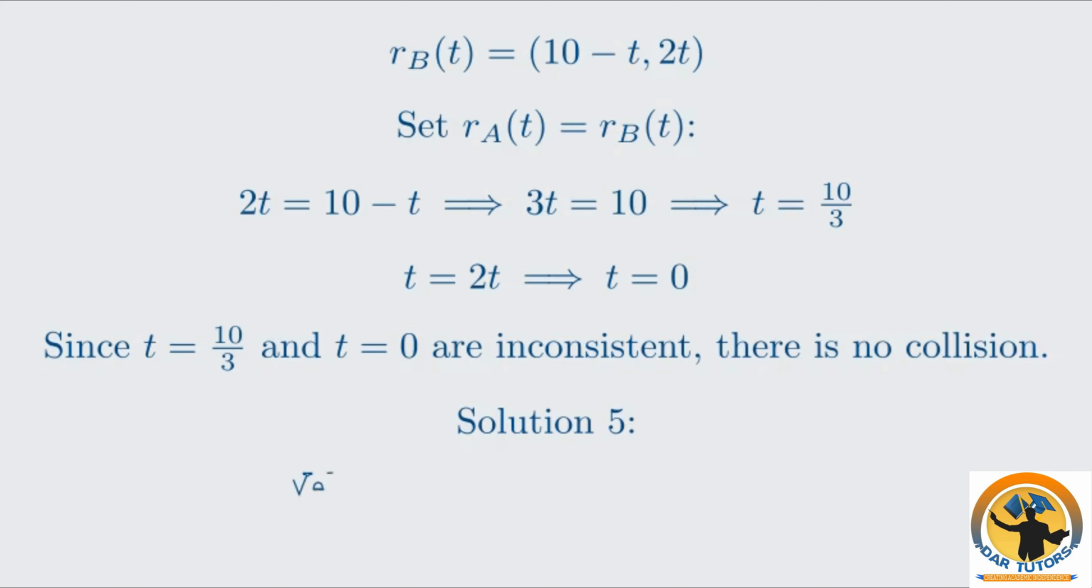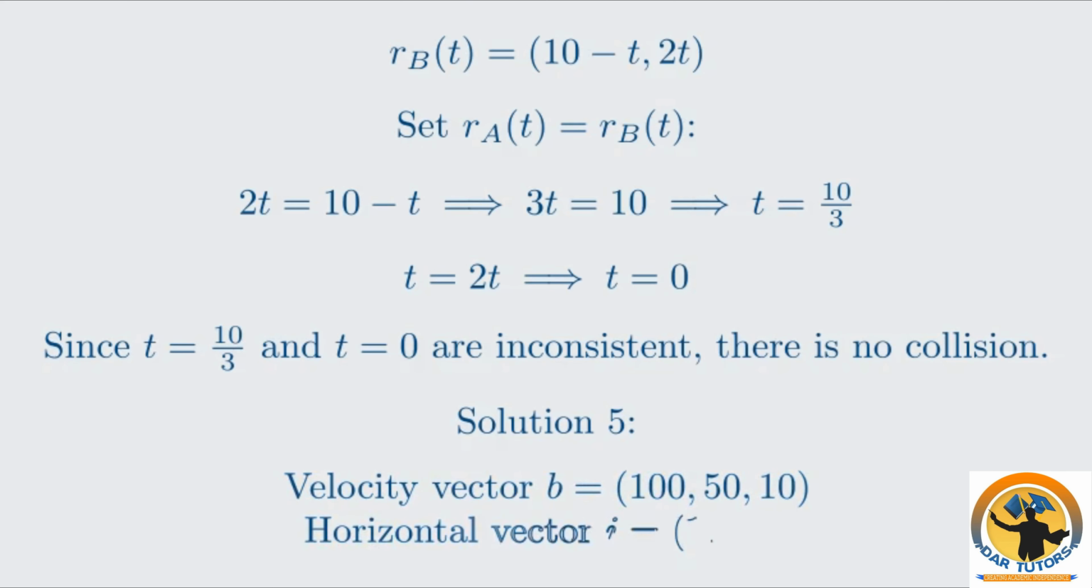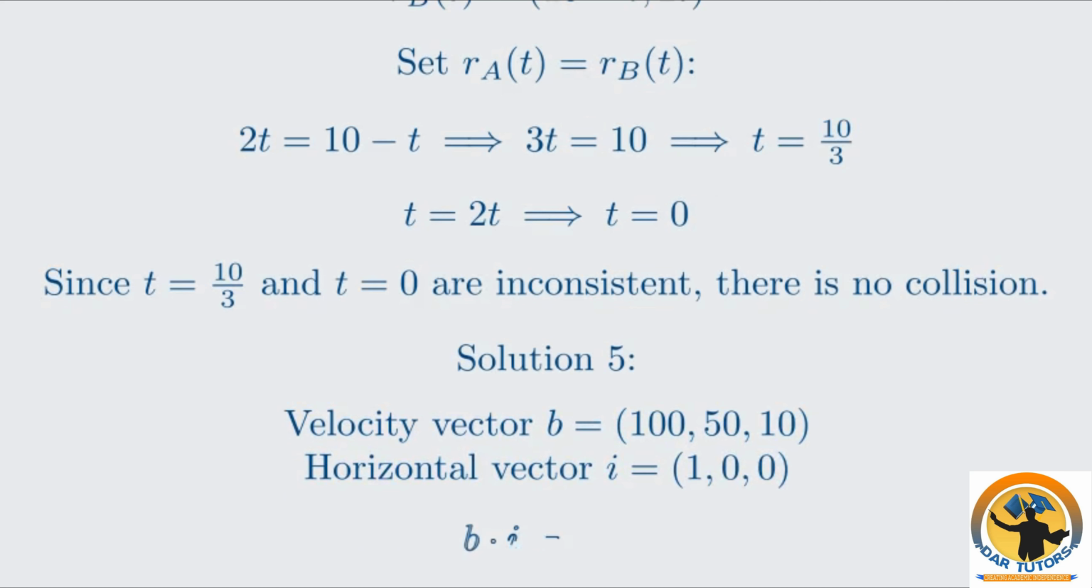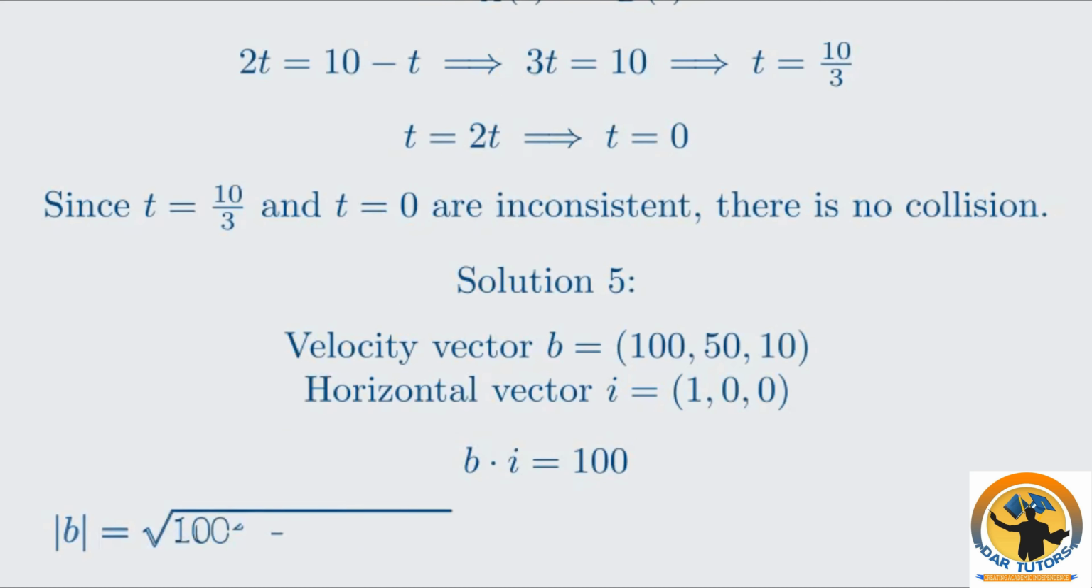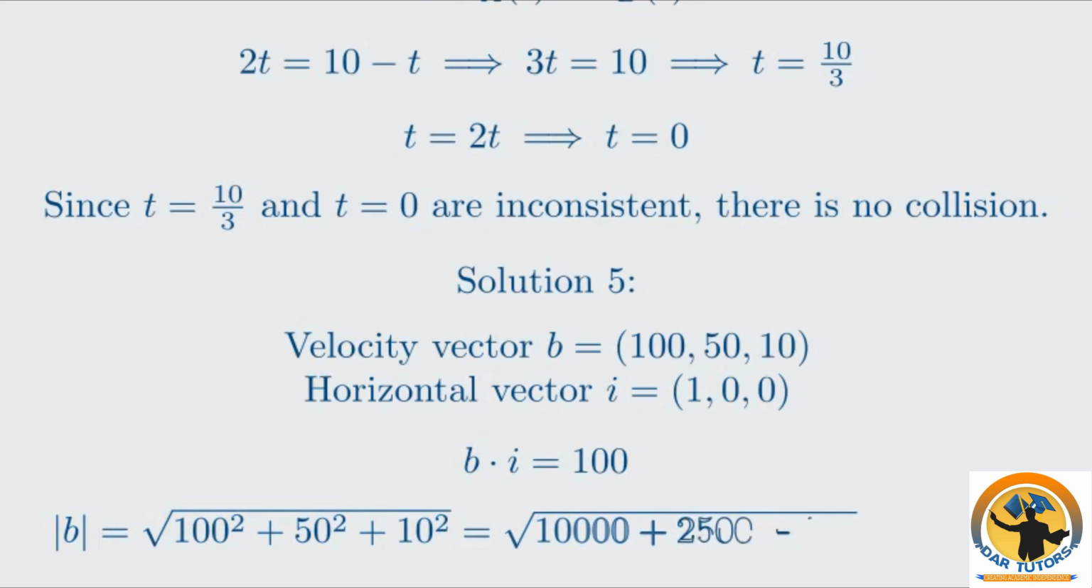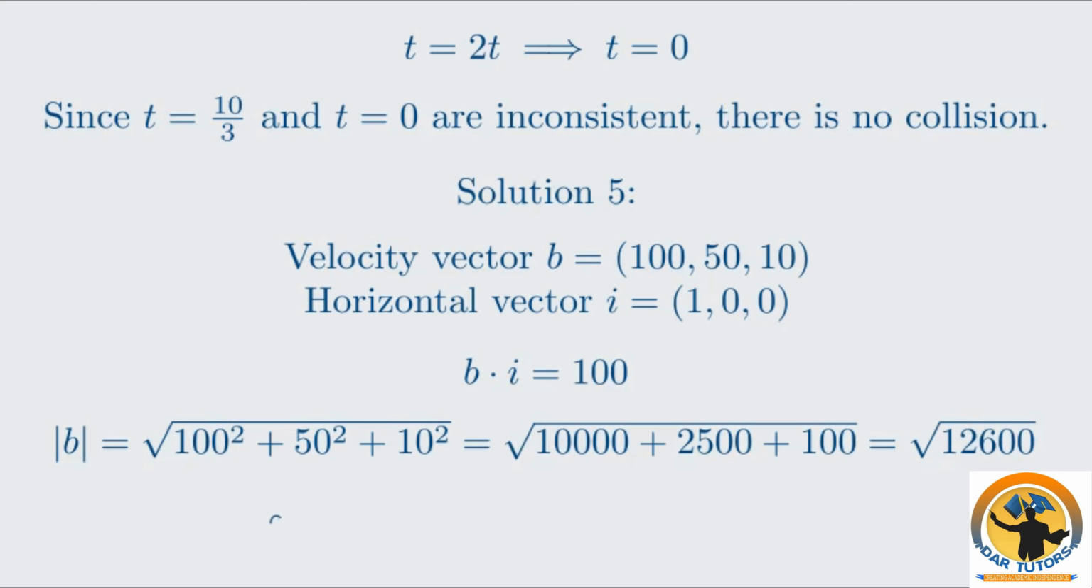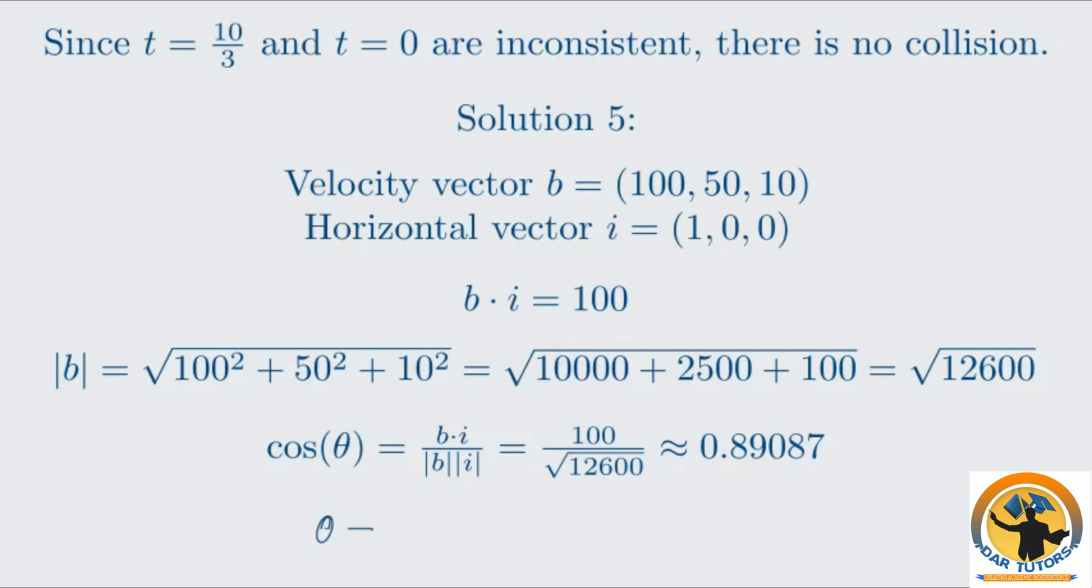For question 5, we find the angle between the velocity vector and a horizontal vector, like the i vector. The dot product is 100. The magnitude of the velocity vector is the square root of 12,600. The cosine of the angle is 100 over the square root of 12,600, which is approximately 0.89. The angle is the inverse cosine of this value, which is about 27.1 degrees.